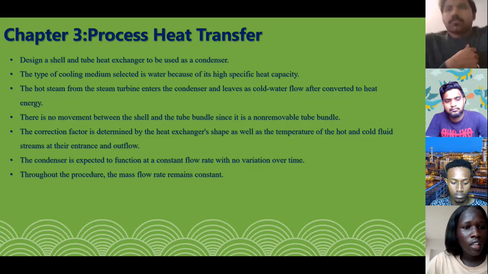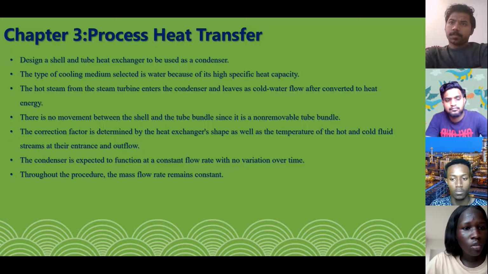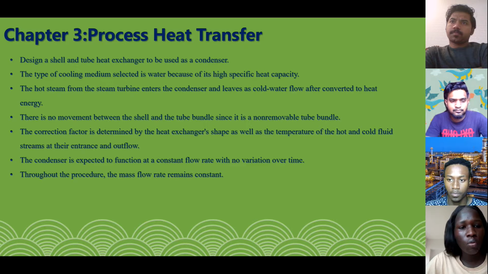Things that we maintained include the mass flow rate, since the condenser is expected to function at a constant flow rate with no variation in time. That's why we maintain the mass flow rate. So that's it from my part.